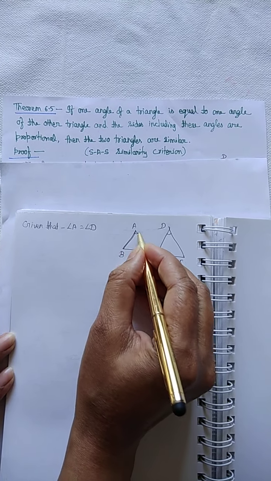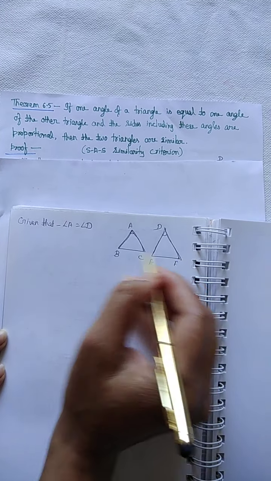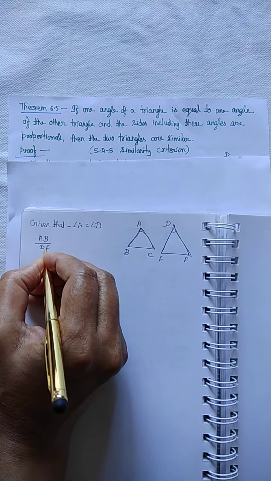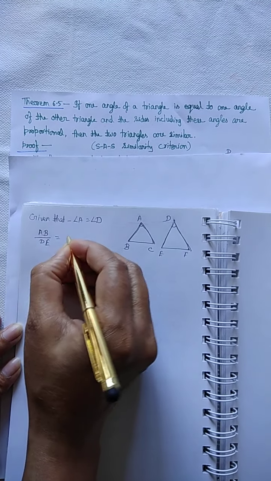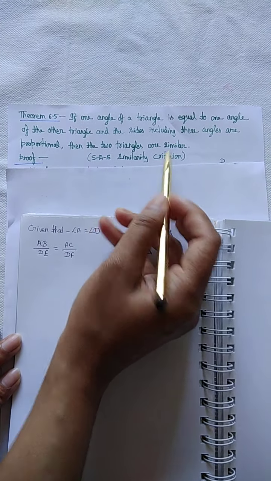So this means they are talking about this side and this side, and their proportion means AB by DE equals AC by DF. These two things are given. Then the two triangles are similar.